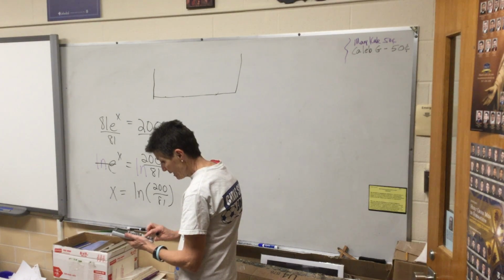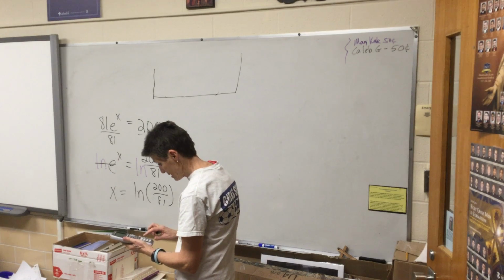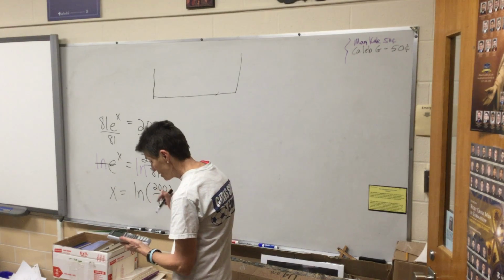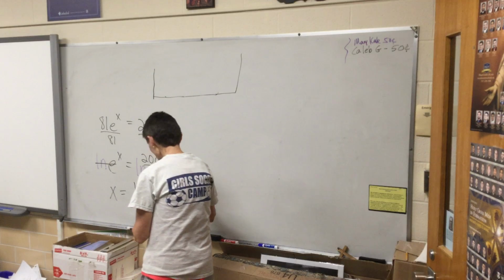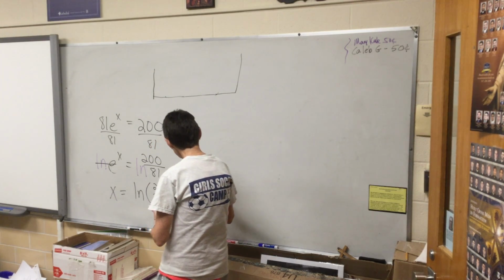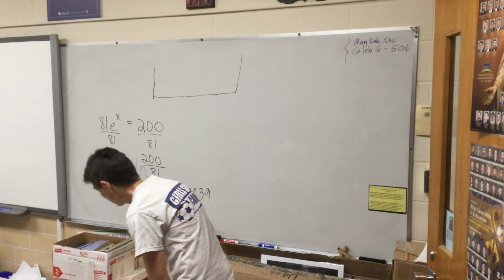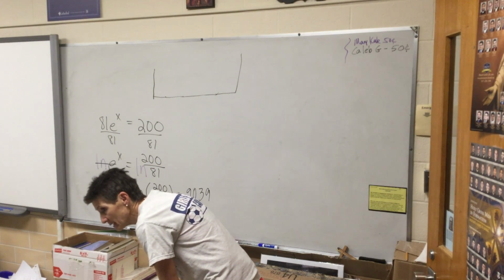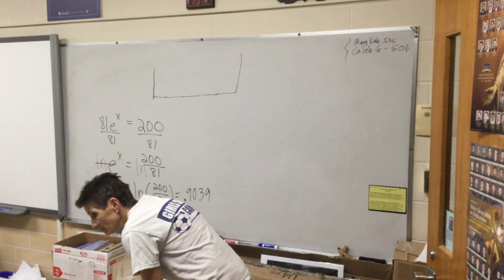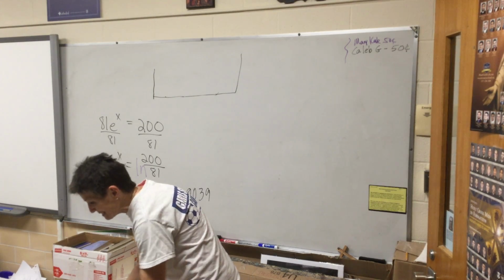Okay, so ln 200 divided by 81, and 0.9039 is what I got. Does that look okay to everybody? Everybody find your ln button, ln 200 over 81. That was pretty easy.